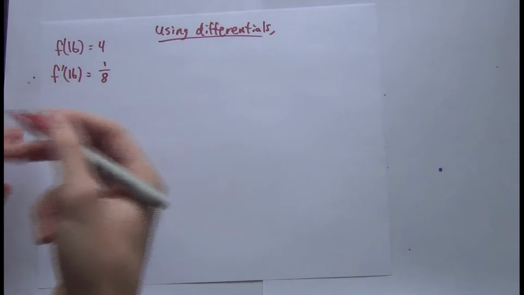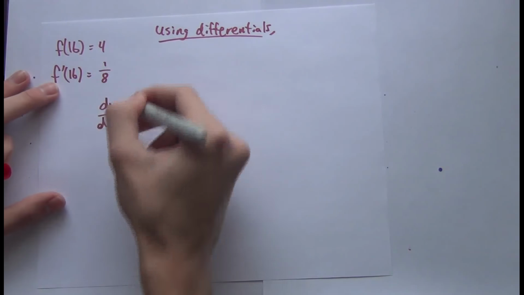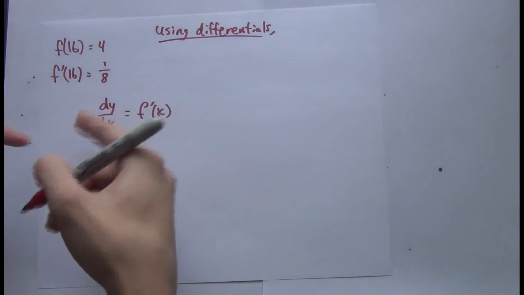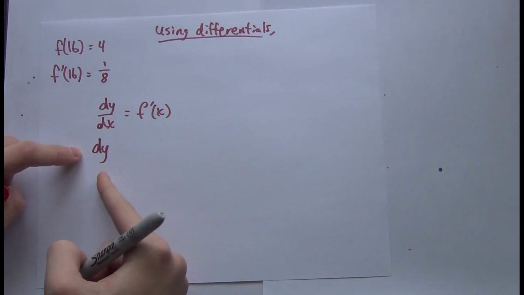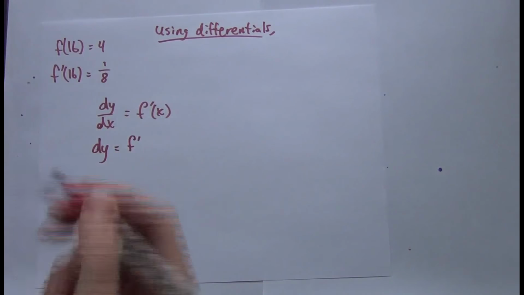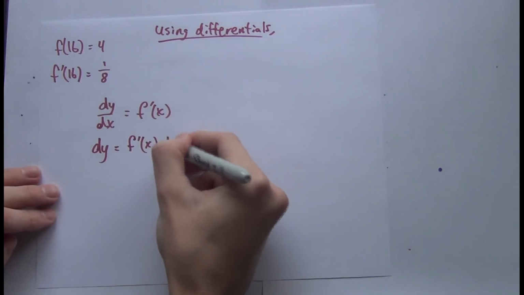I'm going to start out with the definition of the derivative using Leibniz notation. dy/dx equals f prime of x. If I multiply both sides by dx, to find this change in my function value from 4, then I take the derivative at some c value, but I'm going to call it x right now, times dx.